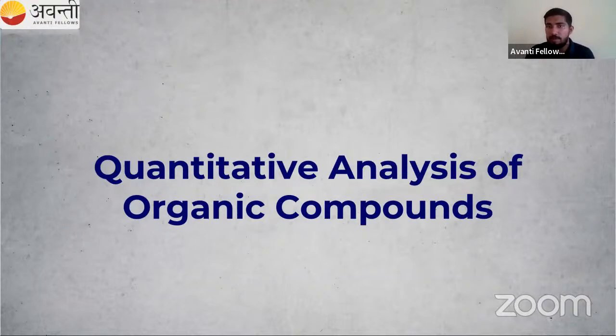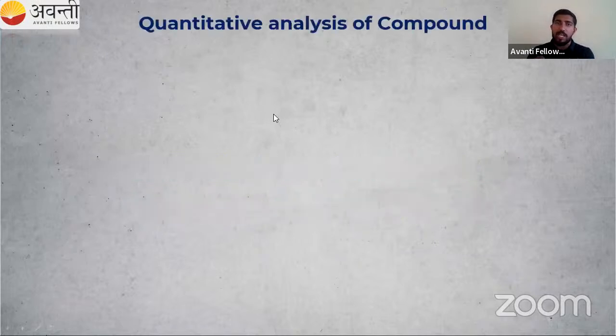So we have detected the presence of elements, right? Now we have to calculate the percentage of the element present in the organic compound. That is known as quantitative analysis of organic compounds. We have to find the quantity of that element. So how to find that? We have to study about that.